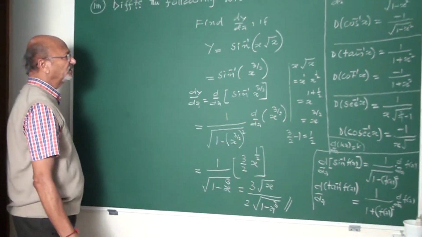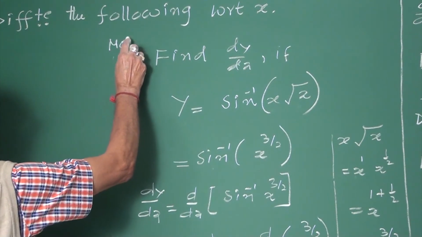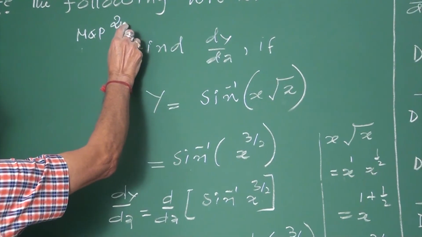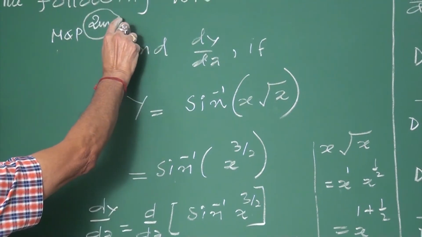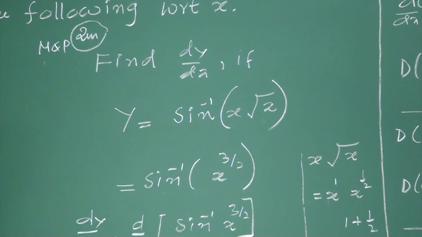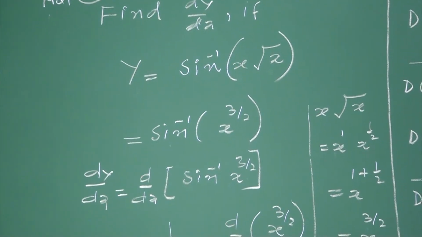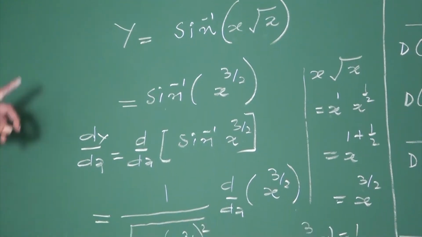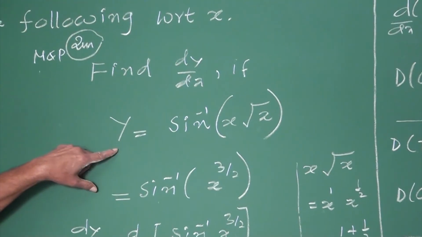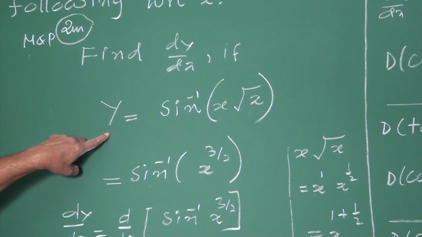I will explain once again. I told you it is an example from the model question paper under 2 mark, not under 1 mark, my friends. 2 mark question. See. Yes, my friends. Find dy by dx if y equal to sin inverse x into root x.